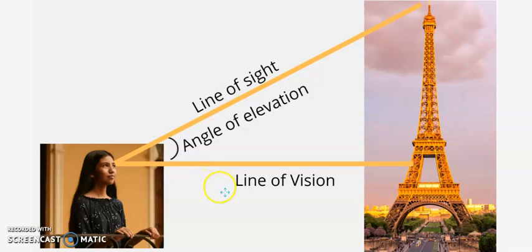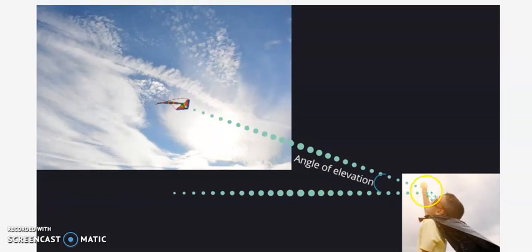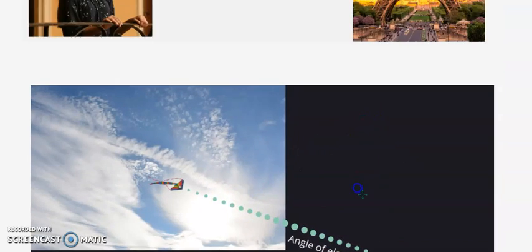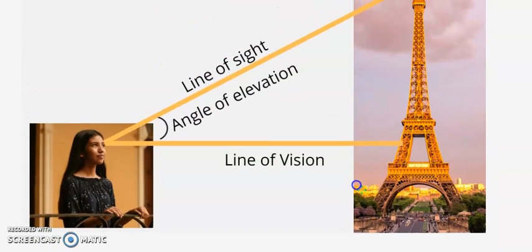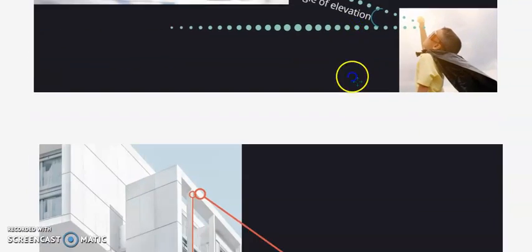Let's have a few examples to understand angle of elevation. When you fly a kite, like this tiny little boy is trying to fly a kite, where do you look? You look towards the sky. So again, the angle of elevation is when you're looking towards the sky, that is line of sight and the line of vision. Are these two examples coinciding? Yes. Let's look into the next.